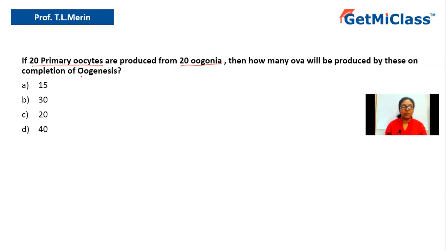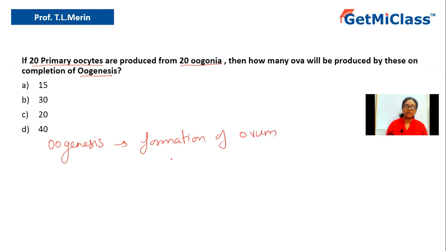Now first we have to talk about what is the meaning of oogenesis. What is oogenesis? Oogenesis is the process of formation of ovum. That is what is called oogenesis. Where does this process occur? In the ovaries, in case of females. So this happens in the ovaries of females.